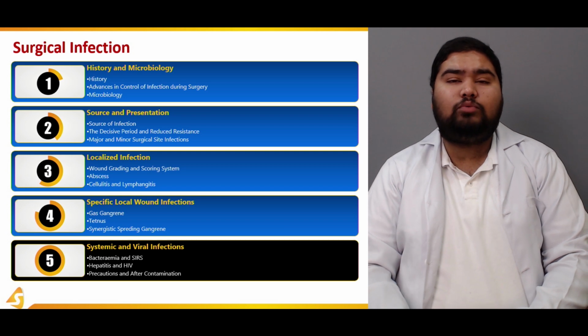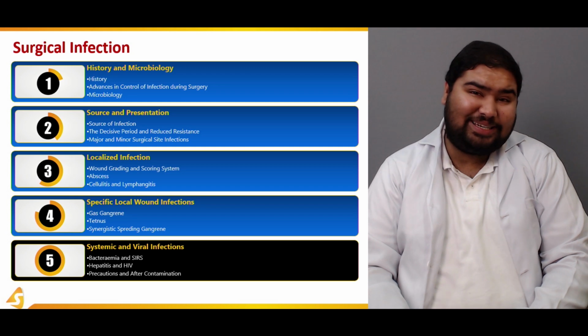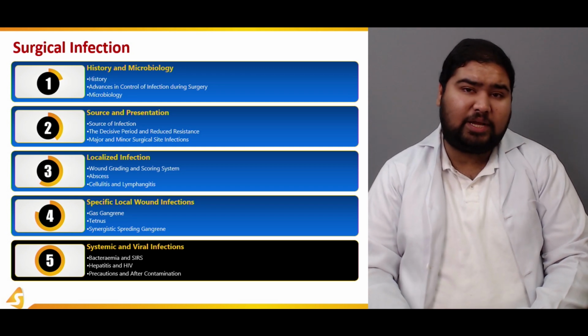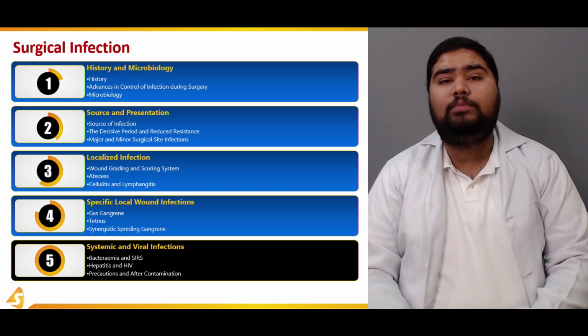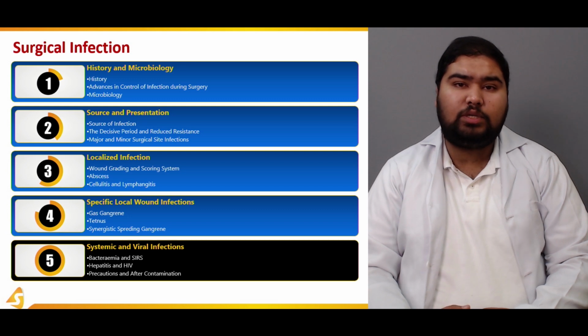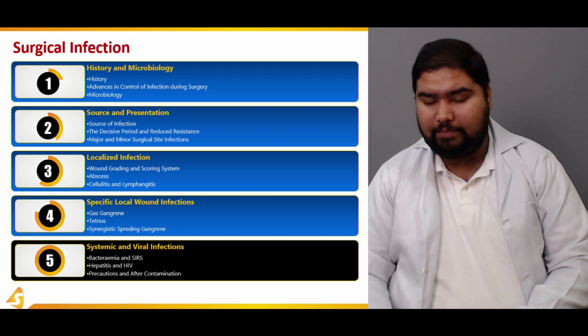Then we'll talk about various conditions that might be present in the patient. We'll talk about hepatitis and HIV. These are some of the chronic infections that the patient might carry and how to manage them. And finally, we'll talk about the precautions which are required for a surgeon and the after contamination.